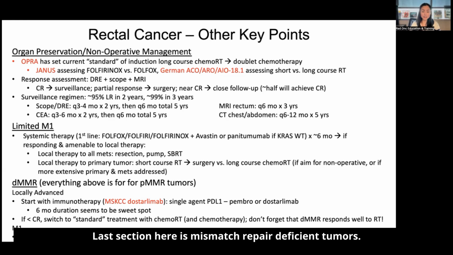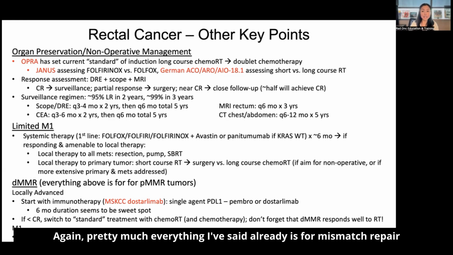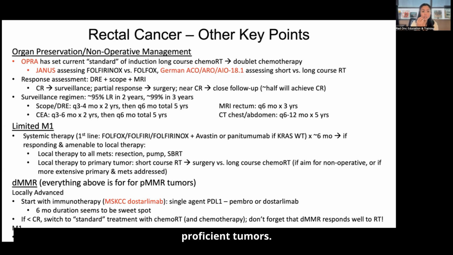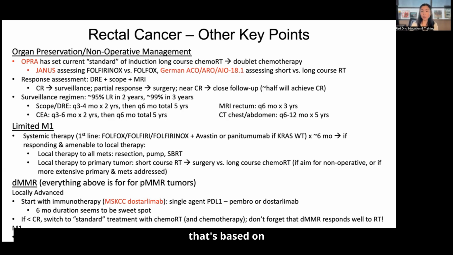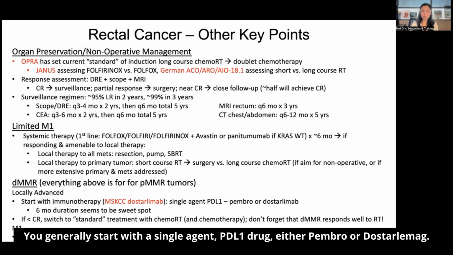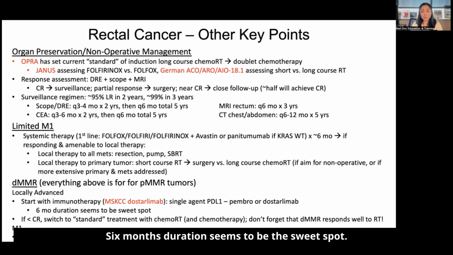All right, last section here is mismatch repair deficient tumors. Again, pretty much everything I've said already is for mismatch repair proficient tumors. So if they have a locally advanced tumor, you start with immunotherapy. That's based on the MSK dostarlimab trial. You generally start with a single agent PD-1 drug, either Pembro or dostarlimab. 6 months duration seems to be the sweet spot.